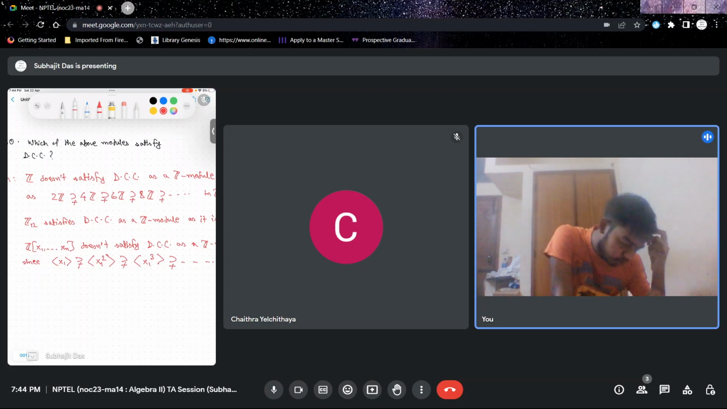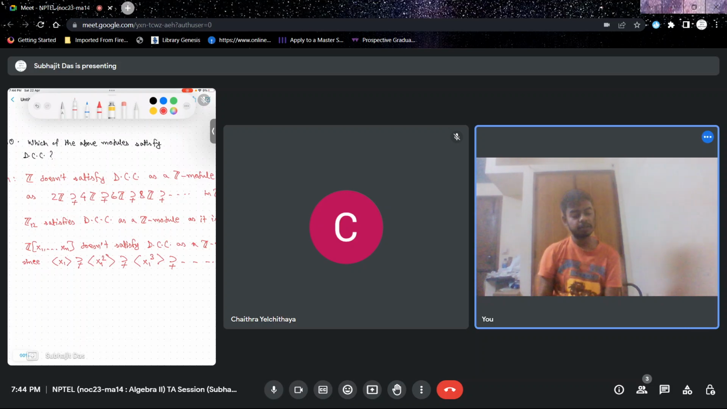I think we are not correct, because we have to take submodules here, right? If it were ideals, then that would be different, but the submodule generated by x1 doesn't contain the submodule generated by x1 squared, isn't it? Yes, this is not correct. The submodule generated by x1 doesn't contain the submodule generated by x1 squared, because the scalars that you have here are precisely elements of Z.